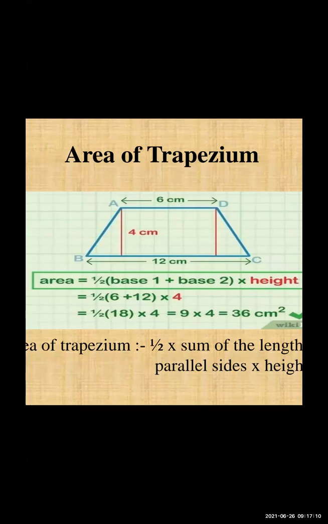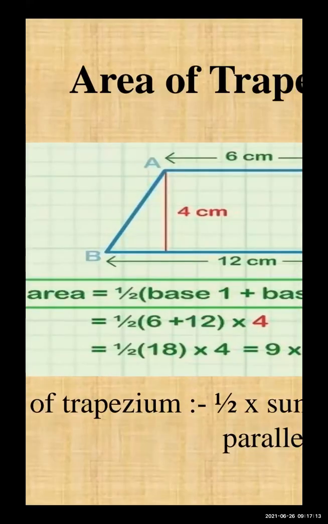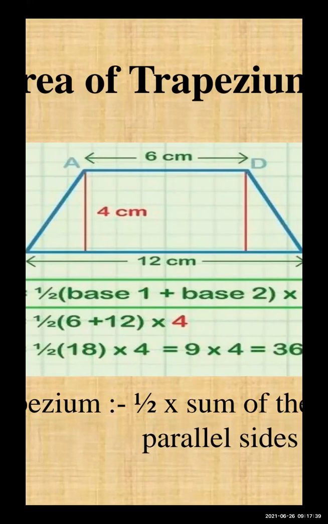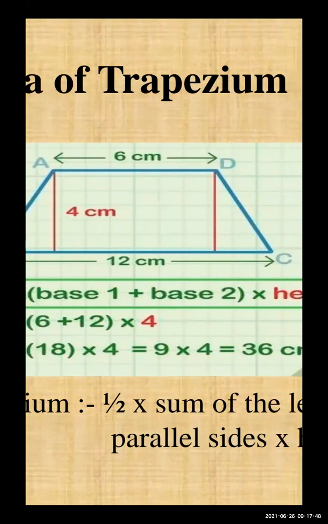So you can see here the calculation is done. 1/2 into 6 plus 12 into 4. 6 plus 12, whatever the bases are, those two bases are added. 6 plus 12, how much is it? 18. 18 multiplied by 4. It is reduced by 2. 2 ones are 2, 2 nines are 18. So what do we get? 9 into 4. Or you can reduce 1/2, 2 into 2 and 4 also. 2 twos are 4. So 18 into 2 will also come 36. 9 into 4 will also come 36 centimeter square.